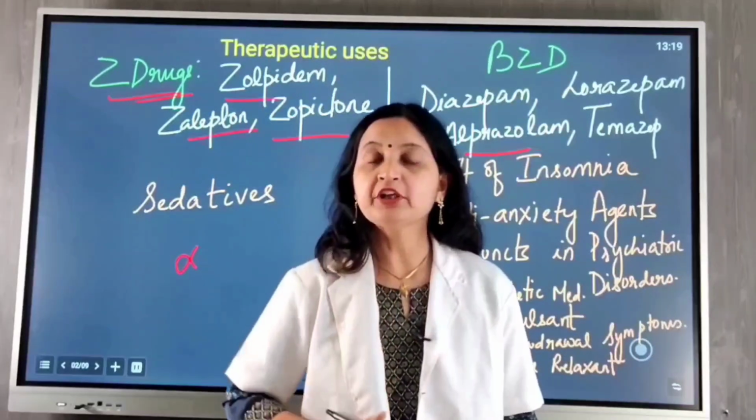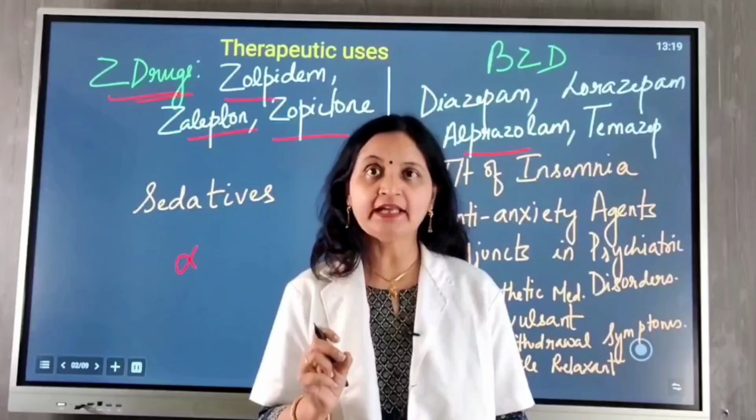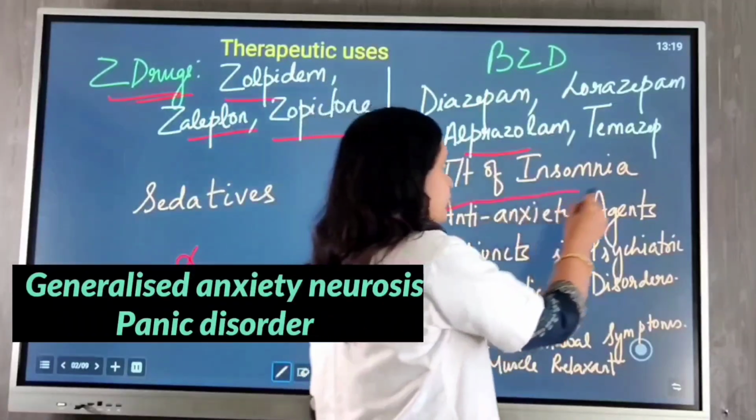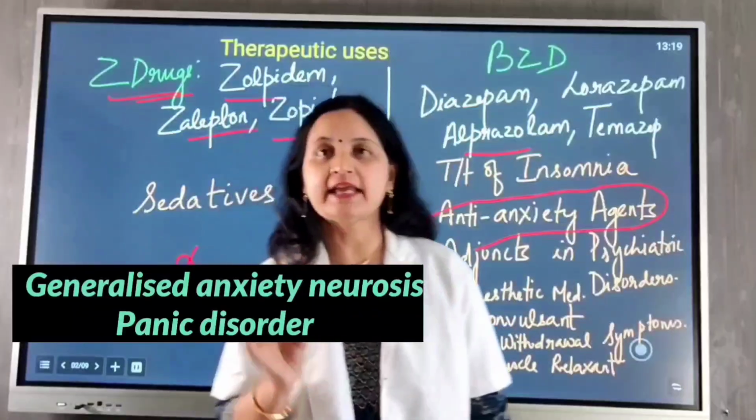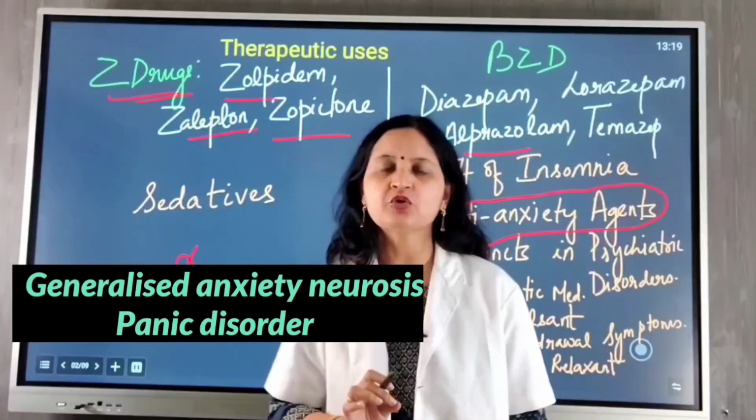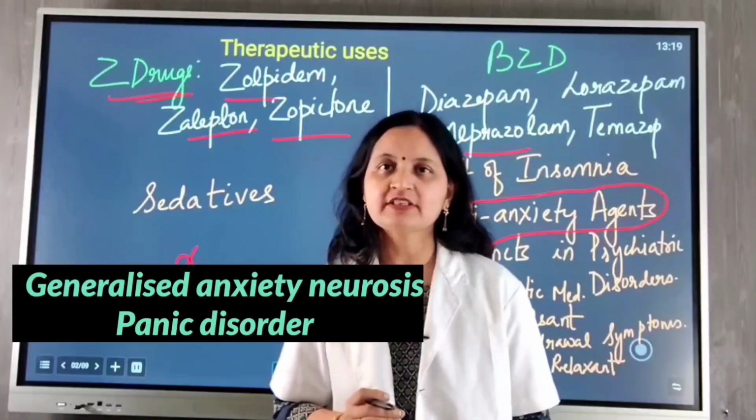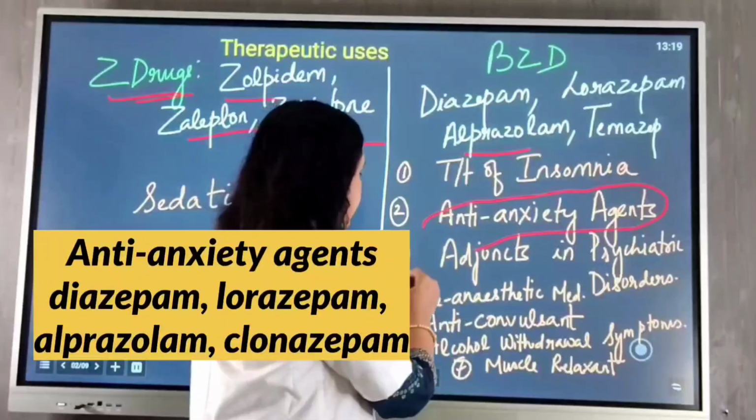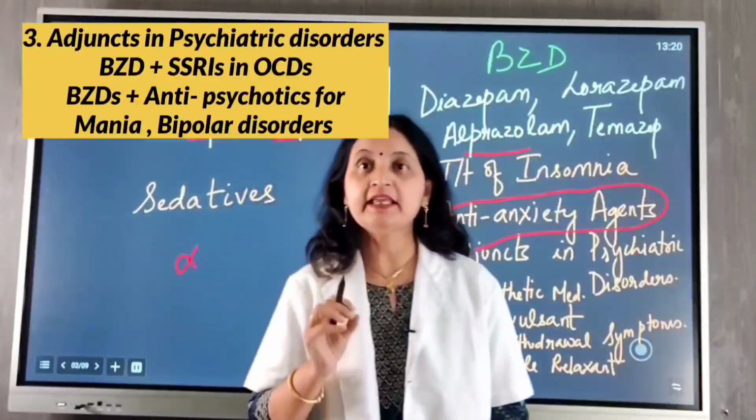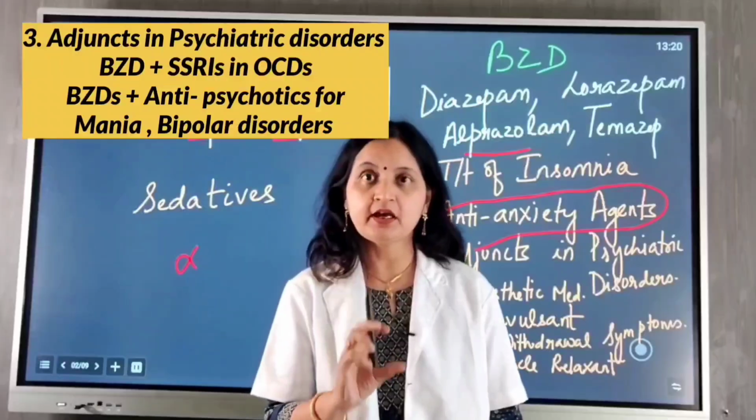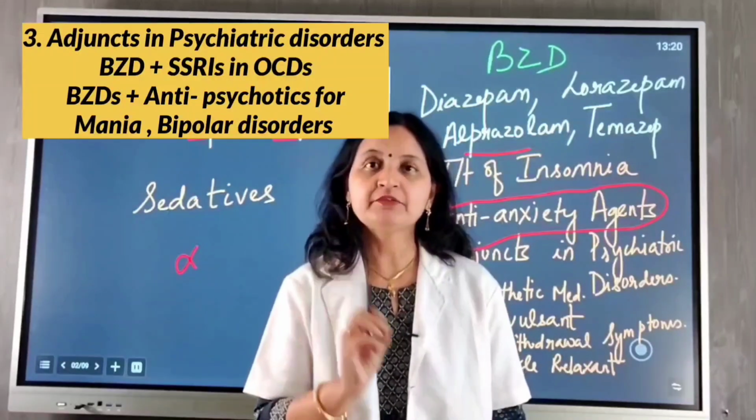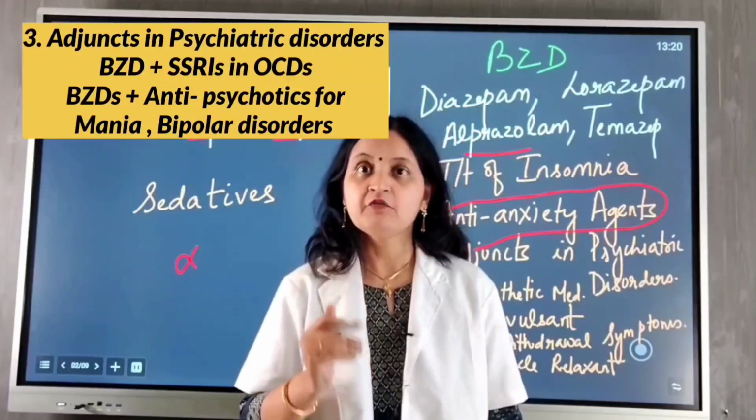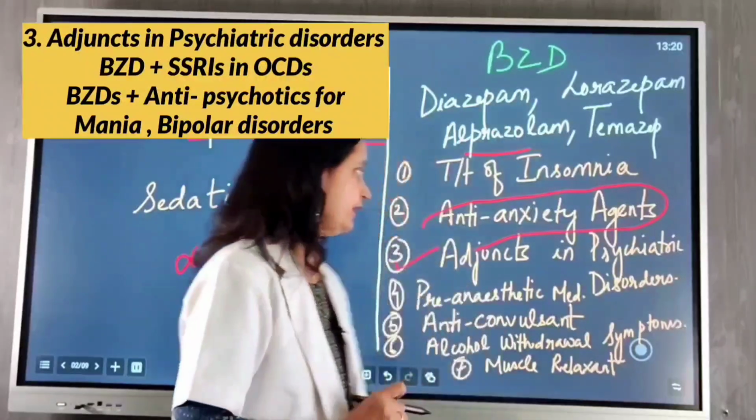So what are the other therapeutic uses of benzodiazepines? In addition to acting as sedatives and hypnotics, they also act as anti-anxiety agents. So they are used for treating generalized anxiety and panic disorders. Anxiety neurosis can be treated with long-acting agents such as diazepam, lorazepam, clonazepam, temazepam. Thirdly, they can be used as adjuncts in psychiatric disorders. For example, they are combined with SSRIs for the treatment of obsessive compulsive disorders. They can also be combined with antipsychotics for treating mania or bipolar disorders.